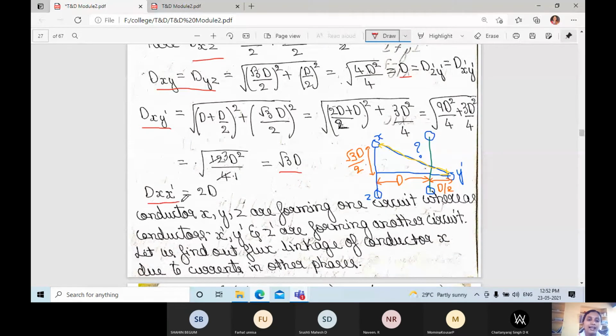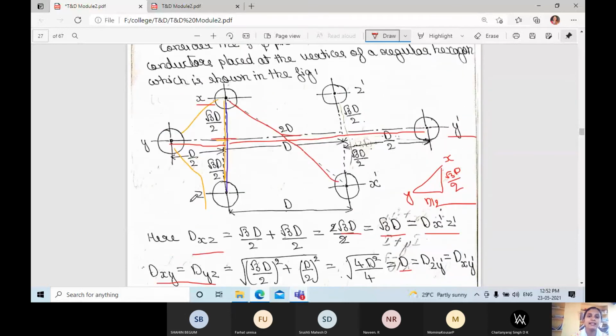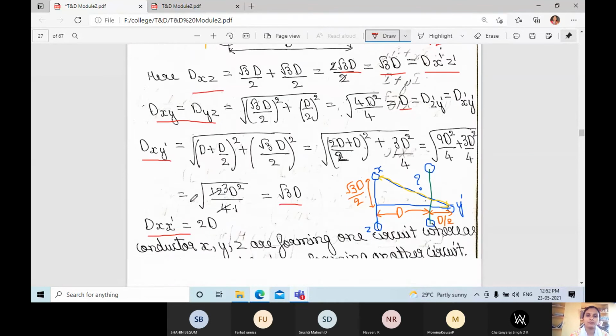Next, between x and x dash, they have given 2d. If you solve it also, you will get the same value, 2d.